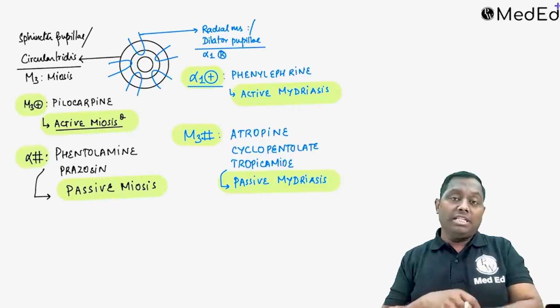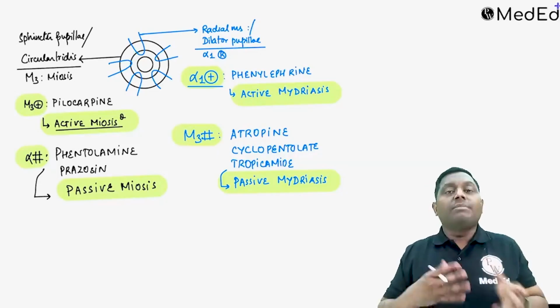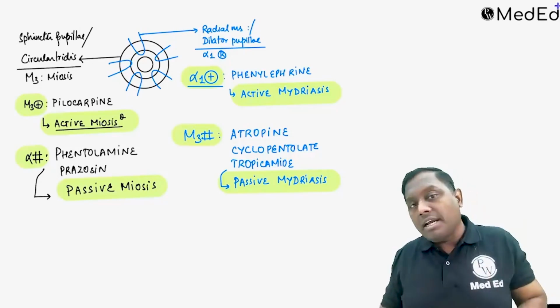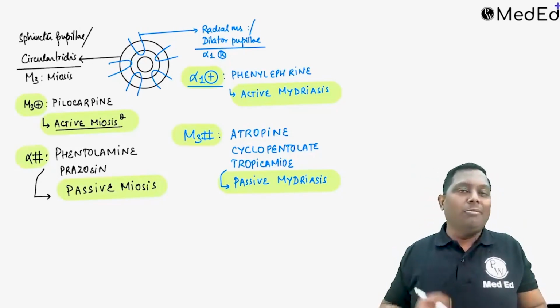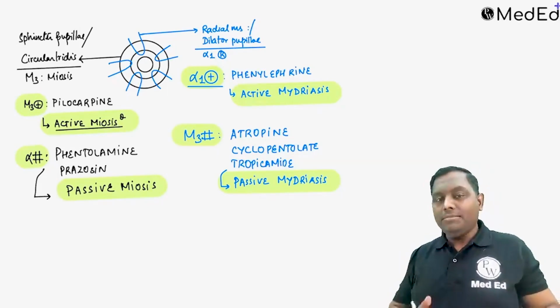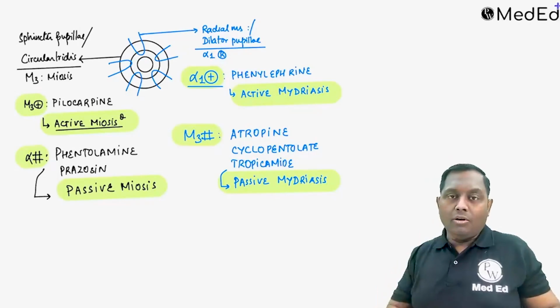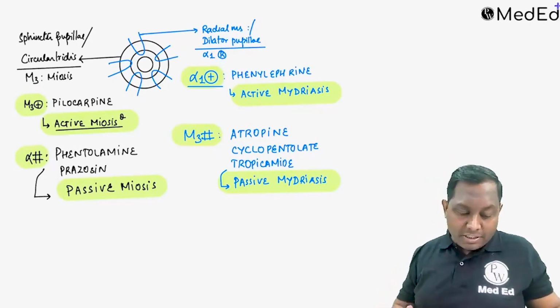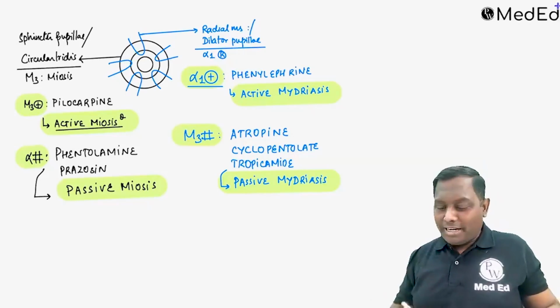Alpha 1 agonist, that is, increased sympathetic tone. Sympathetic receptors we already know are present on the radial muscle. They themselves cause mydriasis. So if you increase the activity of alpha 1, they are going to cause mydriasis, and the type of mydriasis we call active mydriasis. And if you block M3, automatically parasympathetic tone is gone and there will be more and more mydriasis, and we call this passive mydriasis.